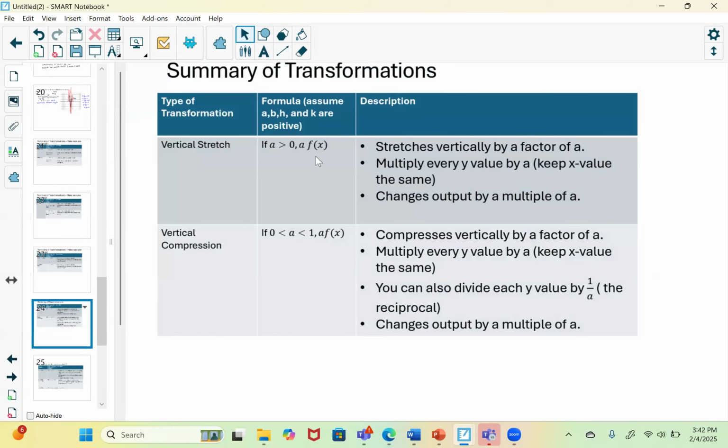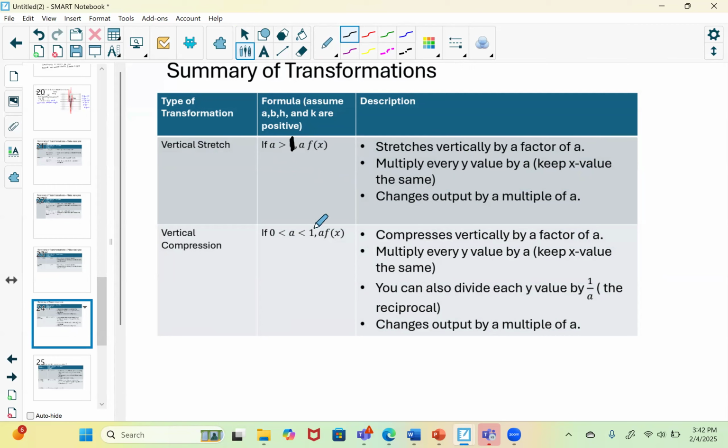Vertical stretches are when it's a times f of x on the outside. If a is greater than 1, it stretches the graph vertically by a factor of a. We multiply every y value by a and keep the x values the same. It changes the output. The output is the y value.